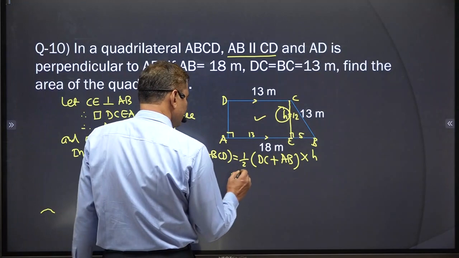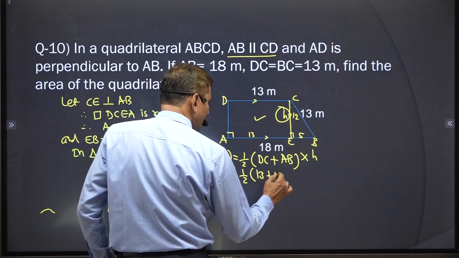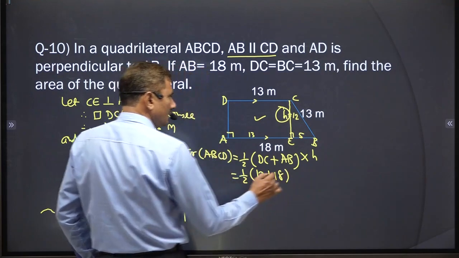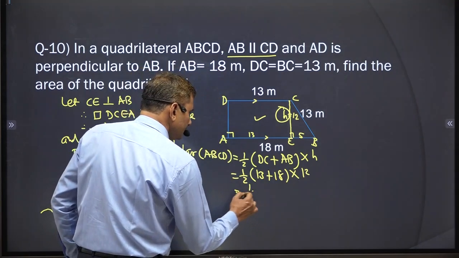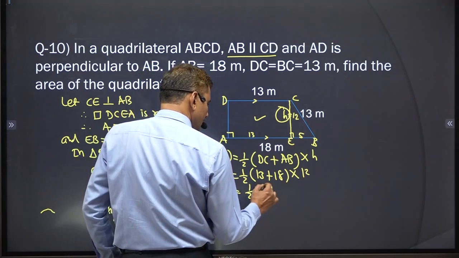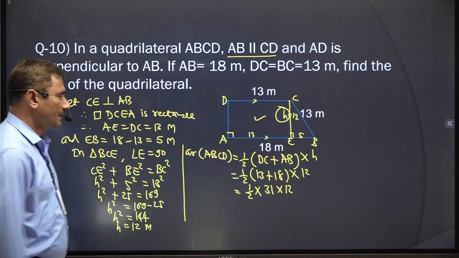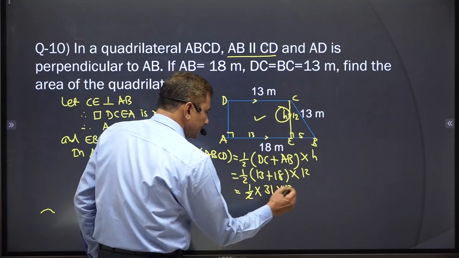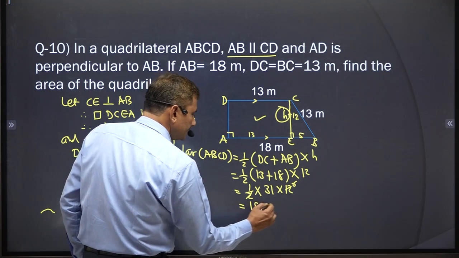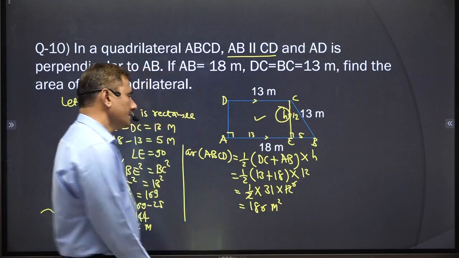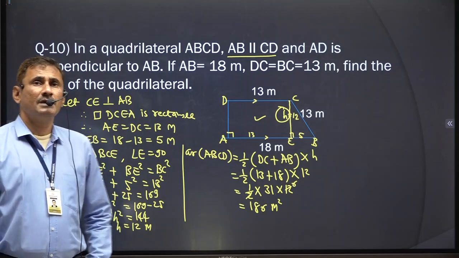So half, DC is 13, AB is 18. They are initially given. Only the height was not given, that we found here. So it is half into 31 into 12. So 2 into 6, 6 1 is 6, 6 3 is 18. 186 meter square. That is the final answer of trapezium ABCD.